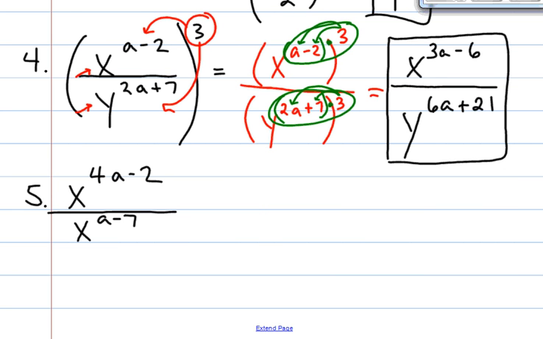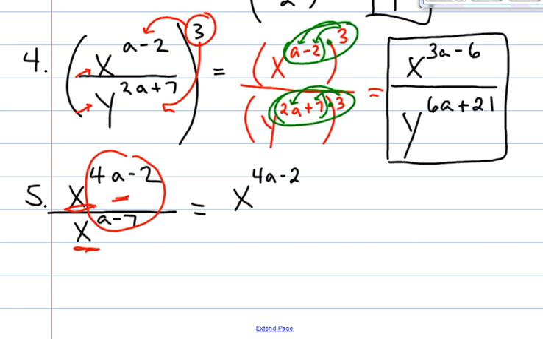Okay, so notice for this example, unlike number 4, we actually have the same base in the top and the bottom. So when you have the same base in a quotient, you're going to subtract their exponents. All right, now I'm going to rewrite this first before I start subtracting, and I want to show you why. So it's top minus bottom, so it's 4a minus 2 minus a minus 7. And I hope you see right now my mistake.